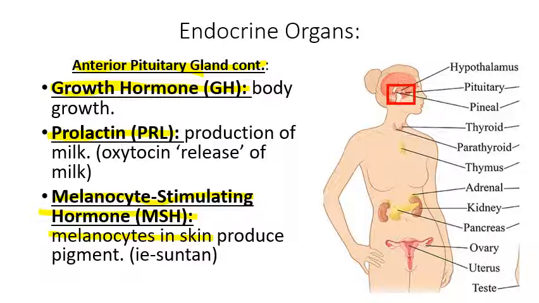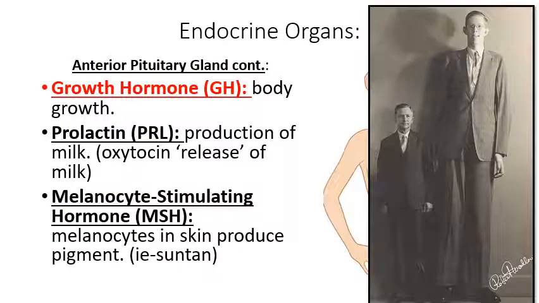But melanocyte stimulating hormone is the hormone that actually causes the melanocytes in the skin to produce melanin, the pigment. And once again, the word pigment means a colored chemical. So don't confuse melanin, which is a pigment, with melatonin, which is a hormone that makes us sleepy.